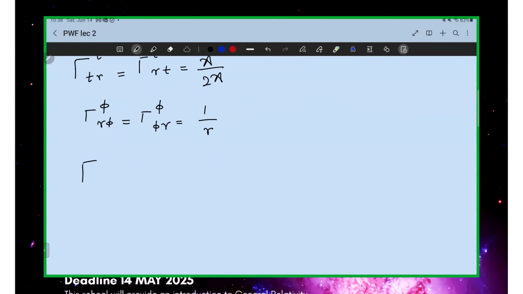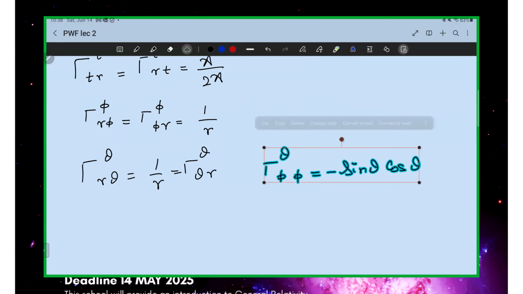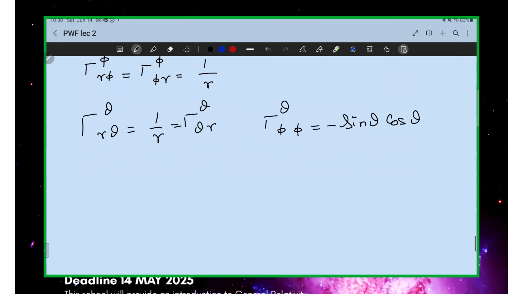Okay, so when you have theta, phi, oh sorry, theta is 1 over r, and minus sine theta cos theta. I mean, this is of course equal to theta r. And this is, of course, the same thing. Okay. And what about R?